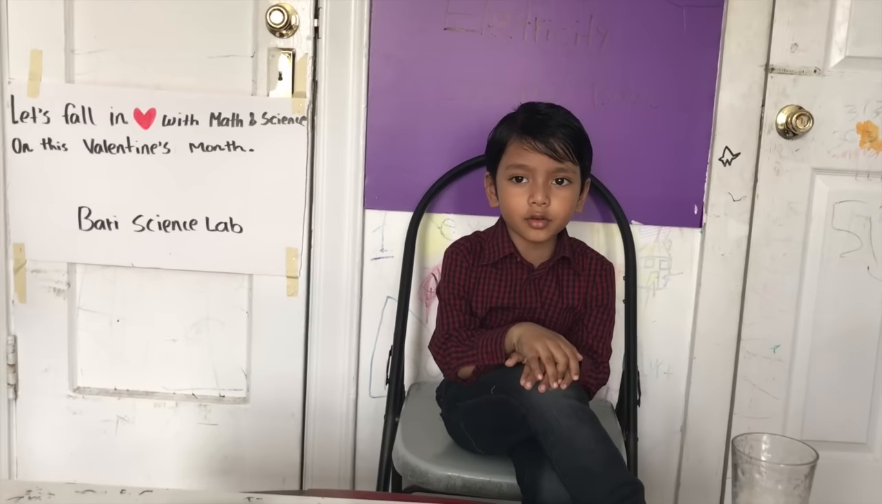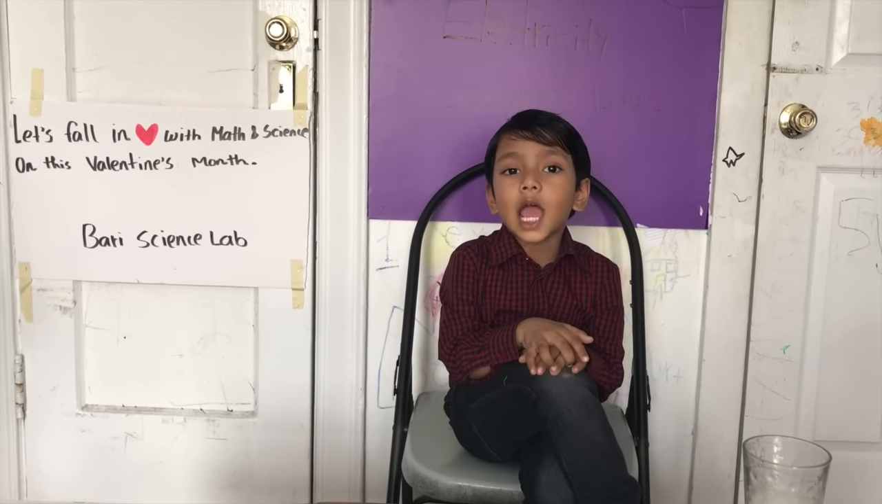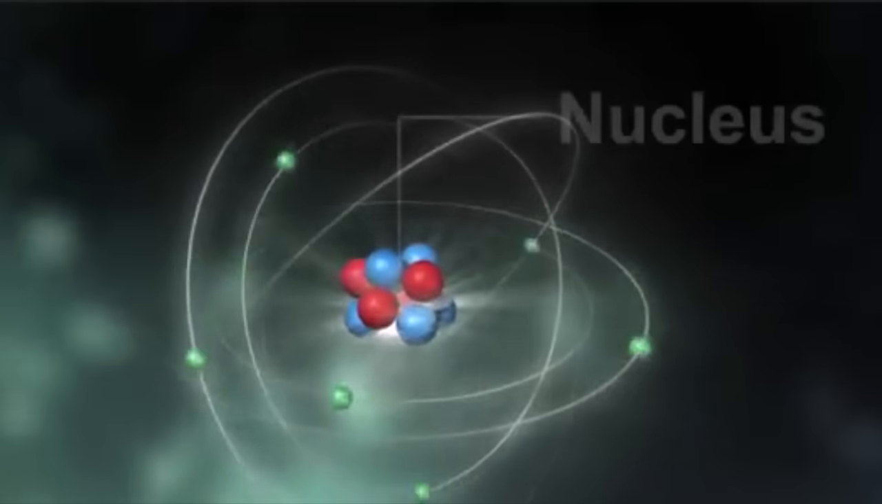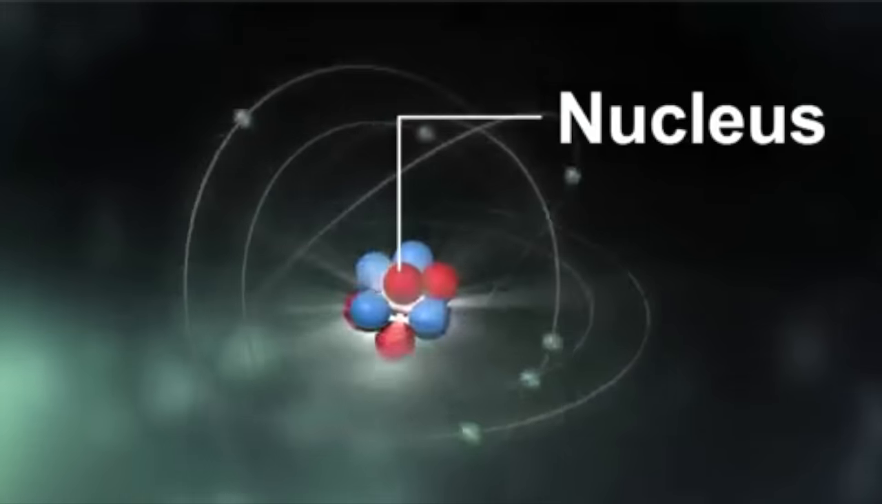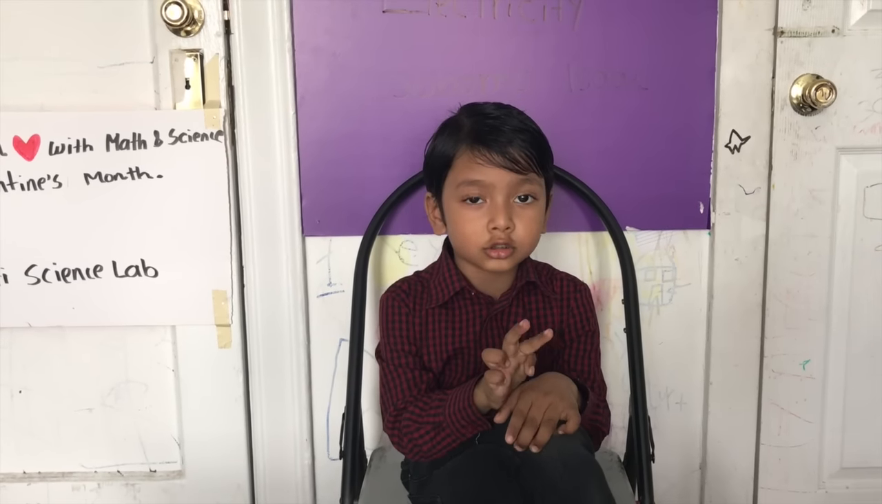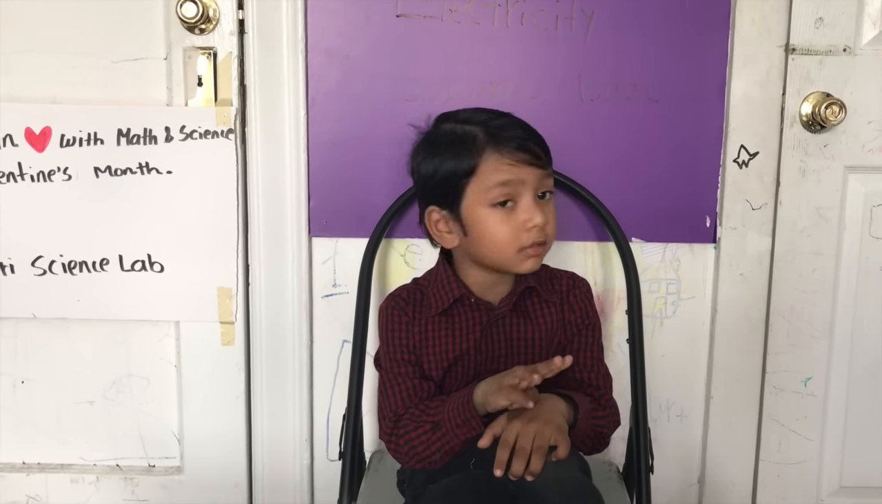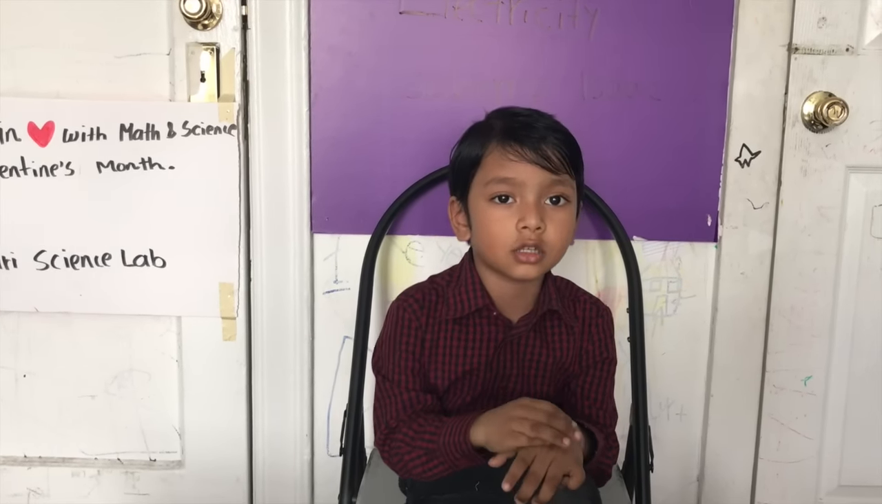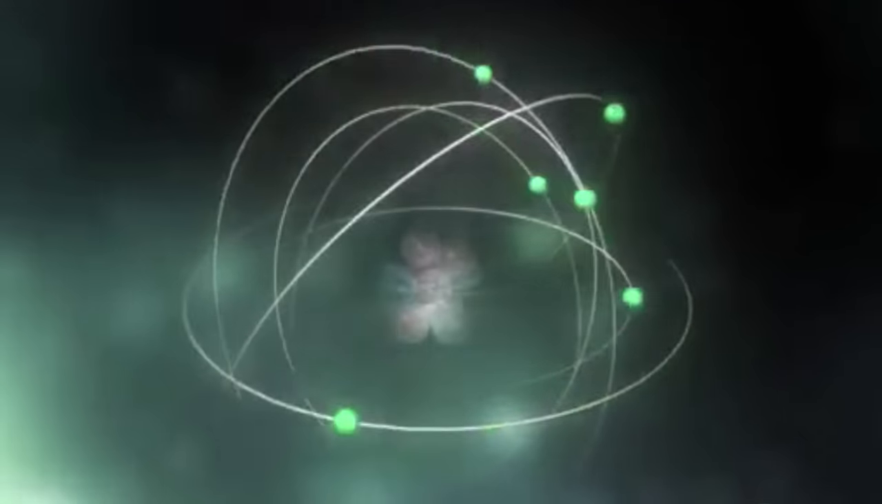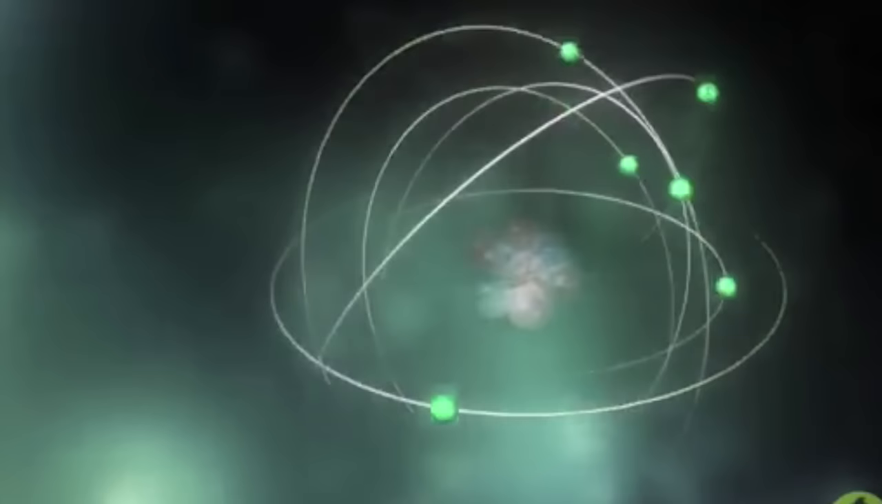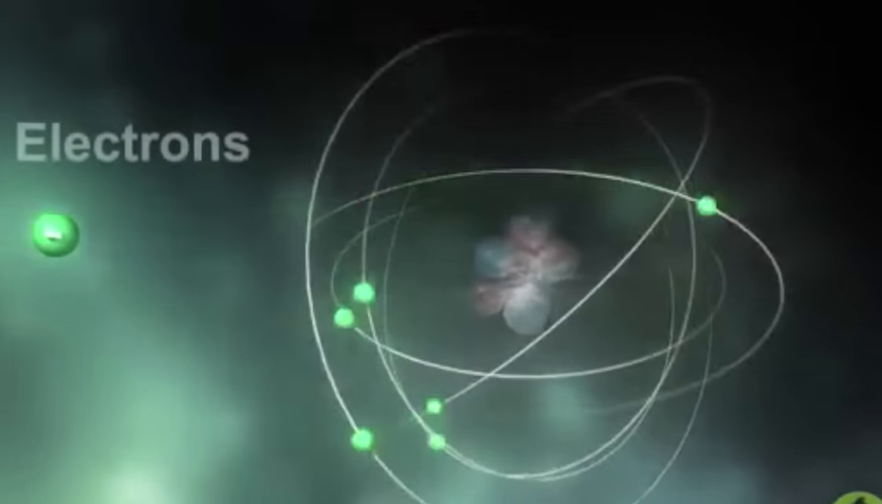It was discovered by Democritus. You look inside it, you can see three charged particles. I mean two charged particles because neutron doesn't have any charge. The first one is electron and the second one is proton and the last one is neutron. So let's talk about electron first.